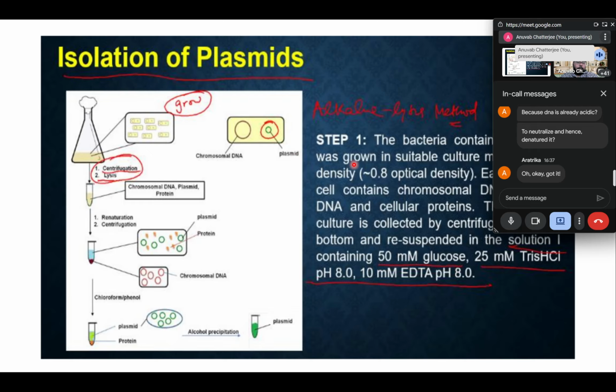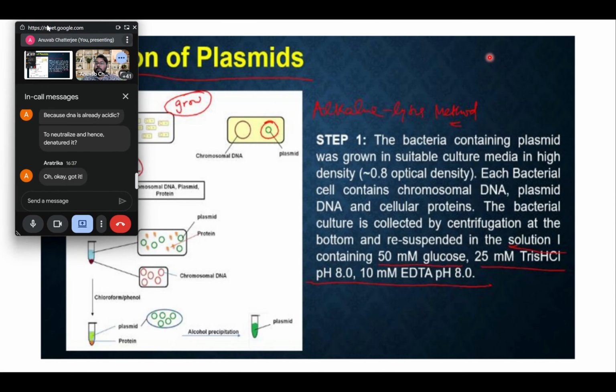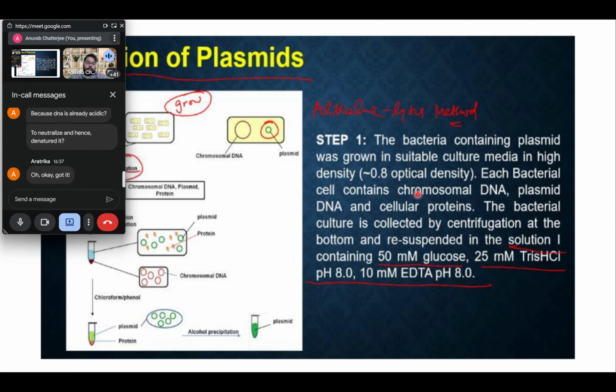The first step is resuspension of the bacterial pellet using what we call solution 1. Solution 1 is made out of glucose, Tris-HCl, and EDTA, and all of them have different purposes. As I said, you do not want to rupture the bacterial cell walls yet. You want to let them stay for a while, because that will help us specifically take out the DNA and leave everything else inside the bacteria.